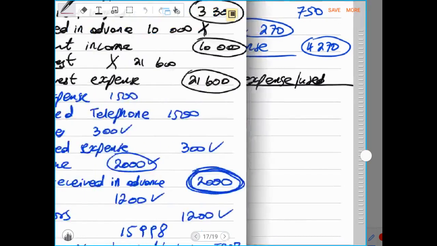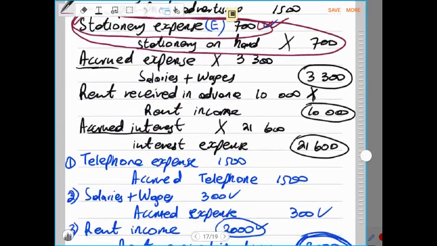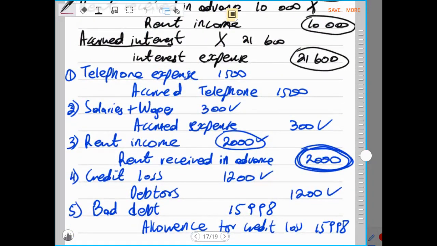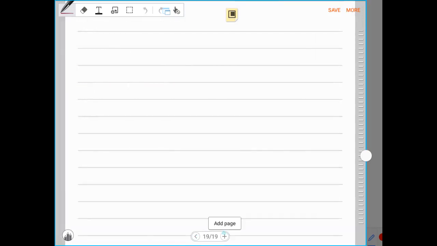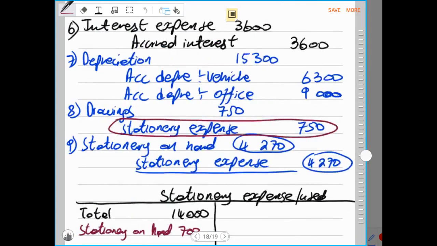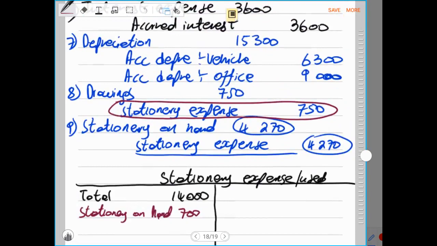Then we check for another journal entry where the stationery was accounted for. So far there is no stationery. The next one, yes, under number 8, where the owner took stationery for personal use, and stationery expense was credited because we were reducing the stationery expense. So we have to record this on the credit side. The contra entry will be drawings, which is the reason why the stationery is decreased, because the owner took the stationery for personal use, and that is called drawings.